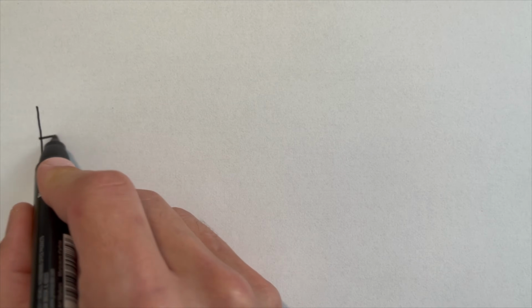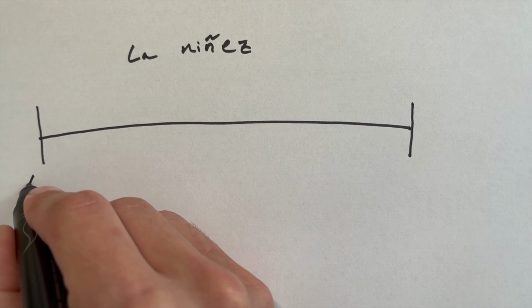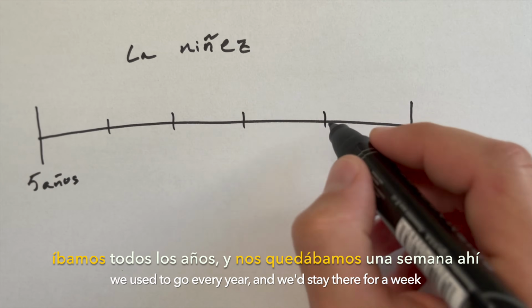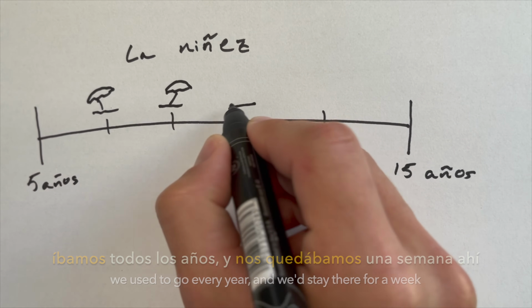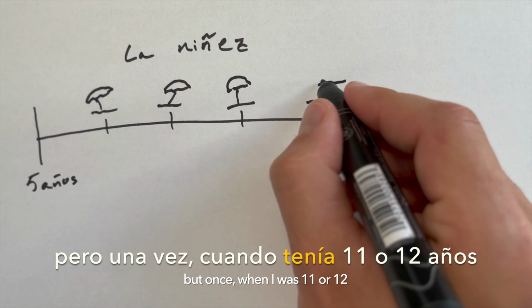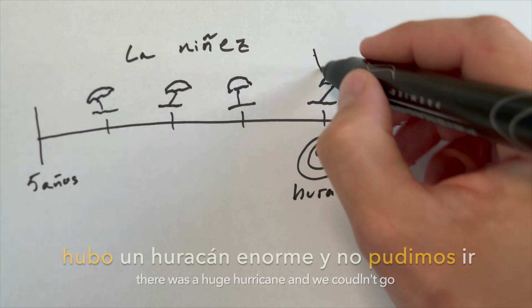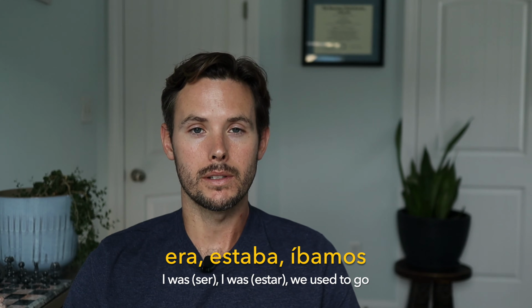Now let's look at a second scenario where you might have to choose between these 2 verb forms. Picture a timeline of your childhood this time. And imagine that you're telling a story about something that you used to do often. For example, "Cuando era niño, siempre estaba contento de ir a la playa. Íbamos todos los años y nos quedábamos una semana allí. Pero una vez, cuando tenía 11 o 12 años, hubo un huracán enorme y no pudimos ir. Me sentí muy decepcionado."